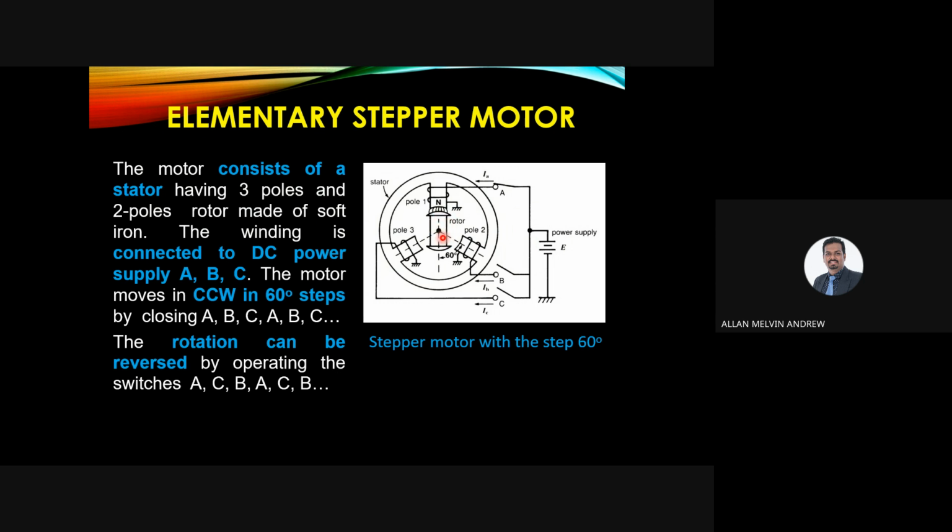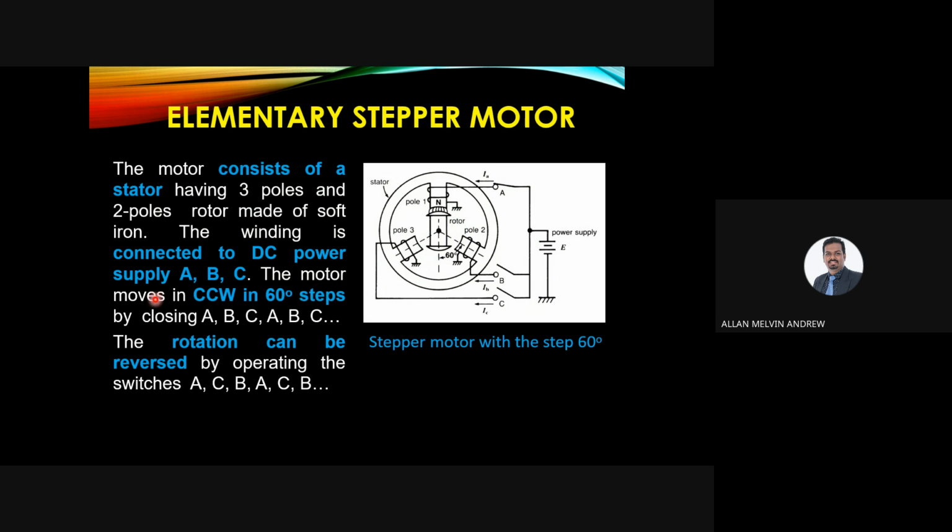You can see there are two poles rotor, made of soft iron. The winding is connected to DC. Actually it's not only two wires, it will be a couple of wires that we can see. If you open a physical stepper motor, you can see a lot of windings of wires inside. This will be connected to the DC supply. So we have a supply A, B, and C.